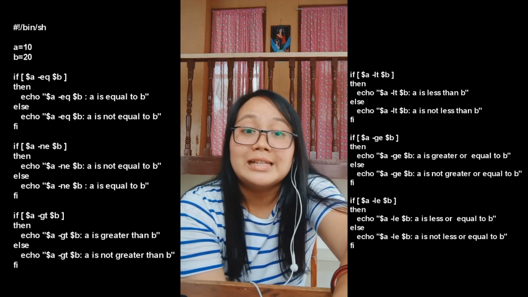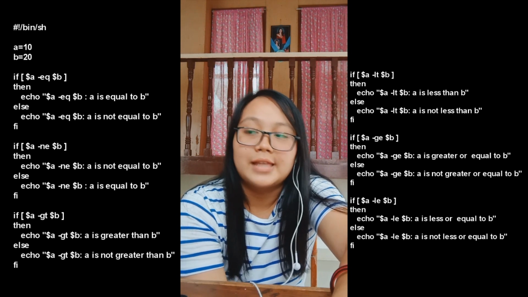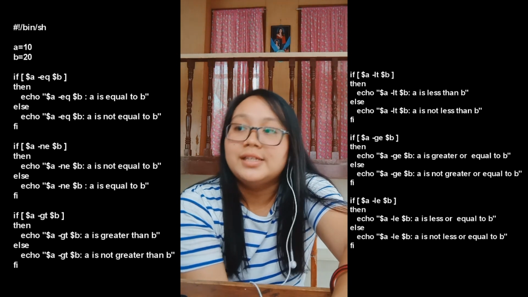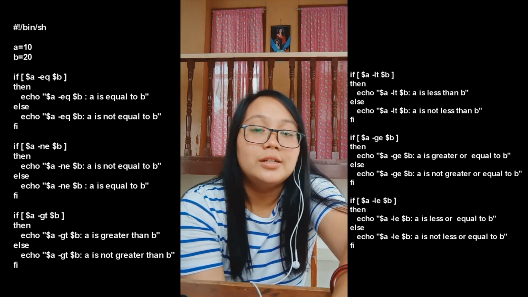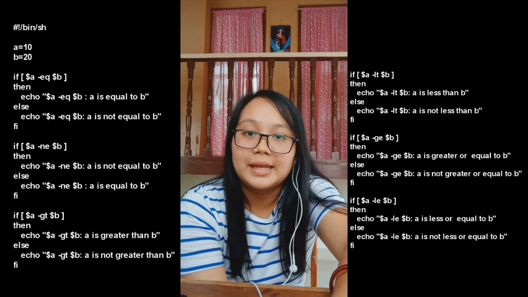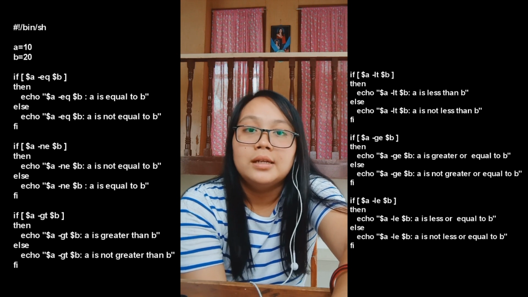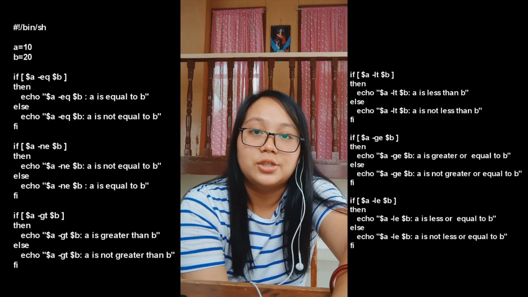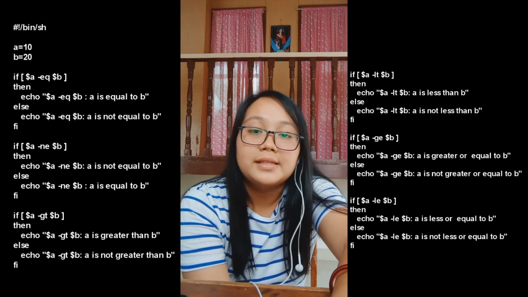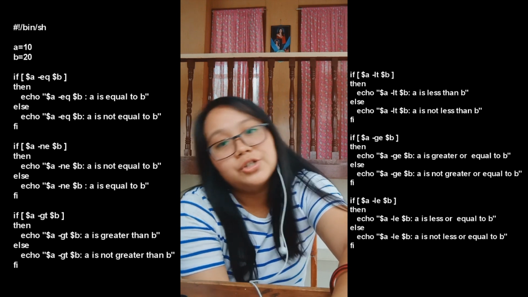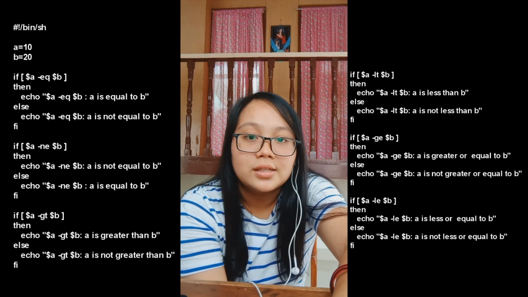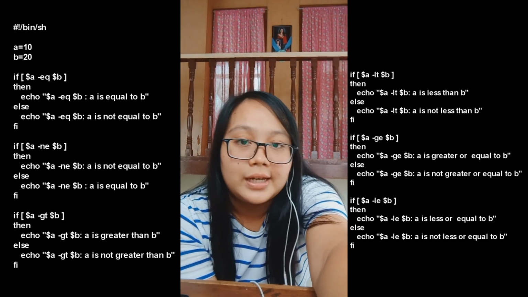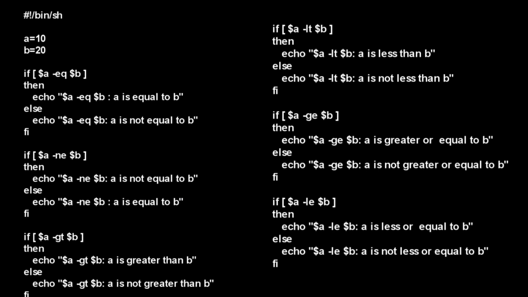So there are six types of operators, and it is very important to understand that all of the conditional expressions should be placed inside square brackets with spaces around them. So I'll show you the screenshots of the examples, and let's try to analyze the examples.